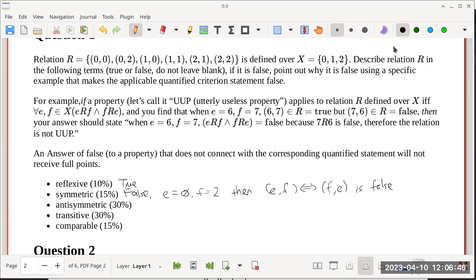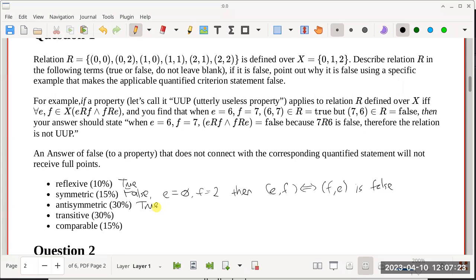All right, next one is anti-symmetric. So the question is, is this anti-symmetric? The answer is, it is anti-symmetric. Let me write down the right answer first. It is true, it is indeed anti-symmetric. If you think it is not anti-symmetric, then you have to tell me why you think that. Because if you let me know why you think it is not anti-symmetric, then I can try to diagnose where your misunderstanding is.